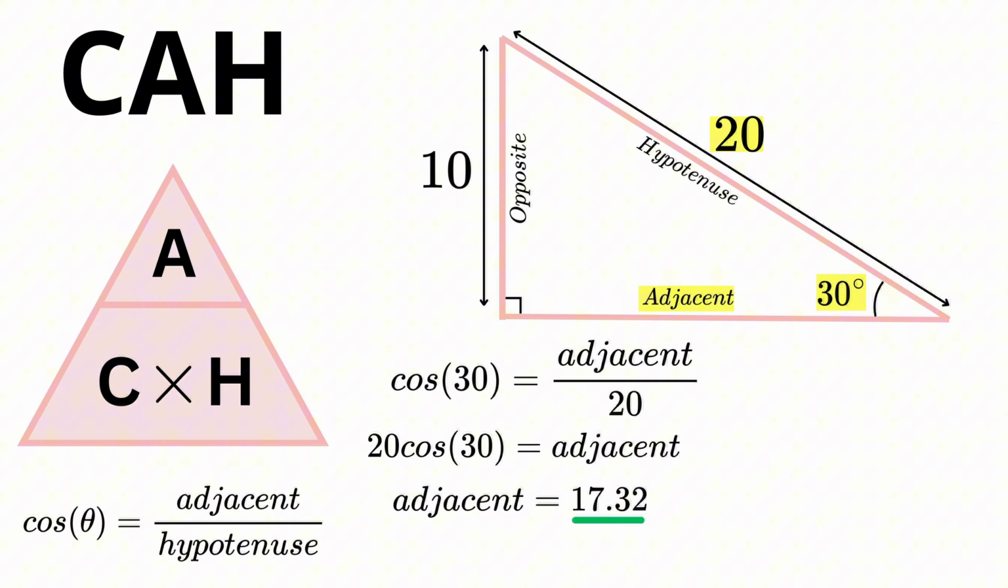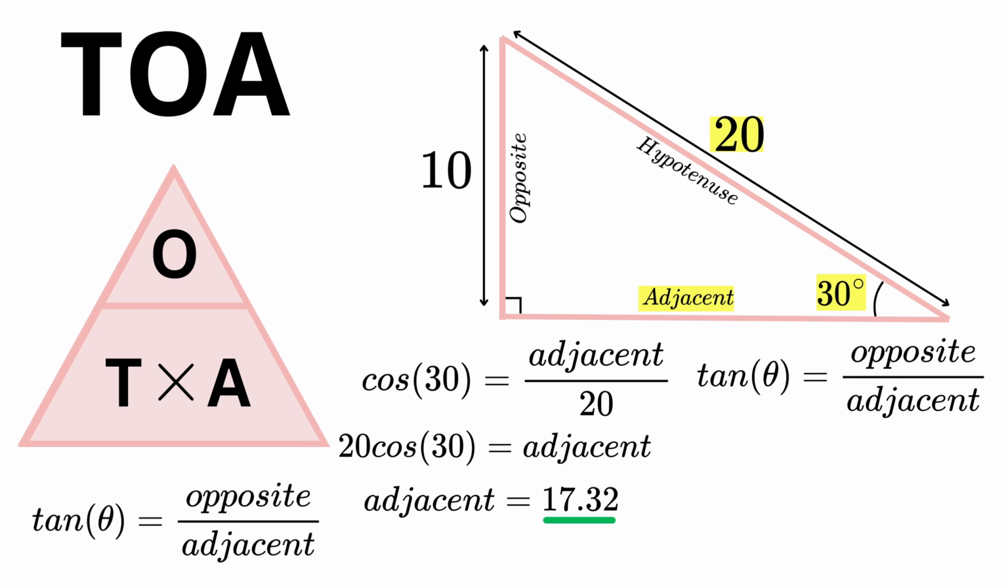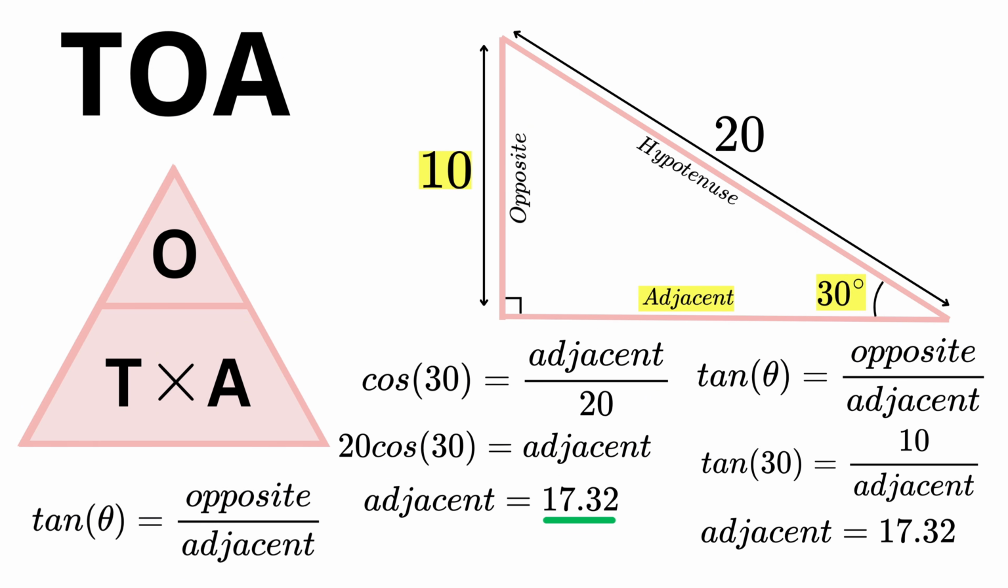But let's see what happens when we use TOA for this equation. This time we're going to use the opposite instead of the hypotenuse to work out the length of the adjacent. So our equation reads tan 30 equals 10 over adjacent. And when we put it into the calculator, we find that the adjacent is equal to 17.32 meters. The same result as we got when we used our cos equation to work it out.